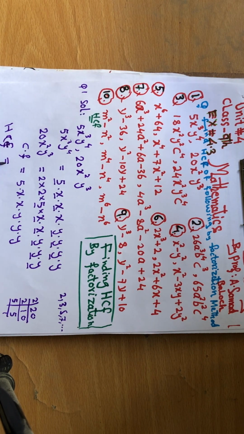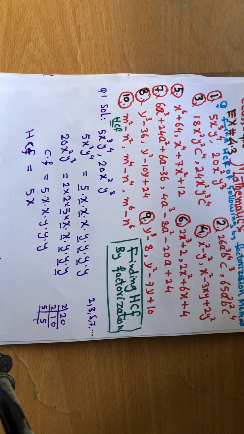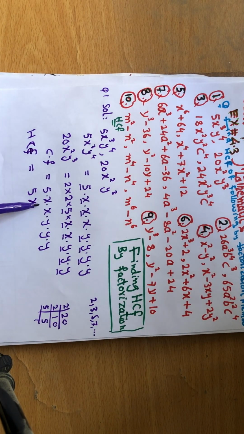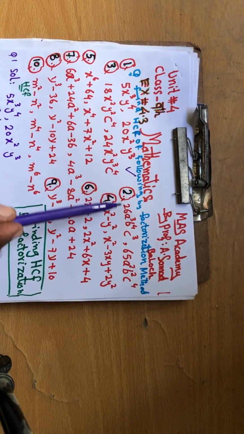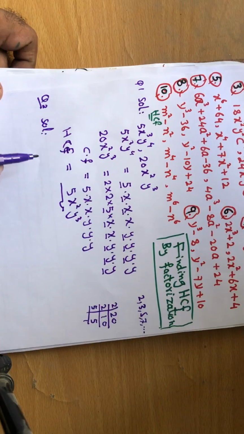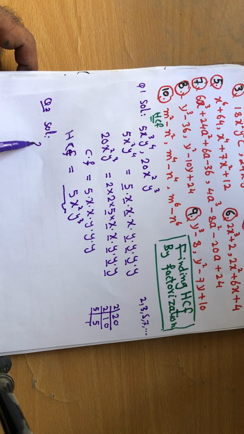5x square y cube. Now we are writing HCF, highest common factor, that is 5x square y cube. Now the second question, that is 26 a power 3 b power 4 c power 3.